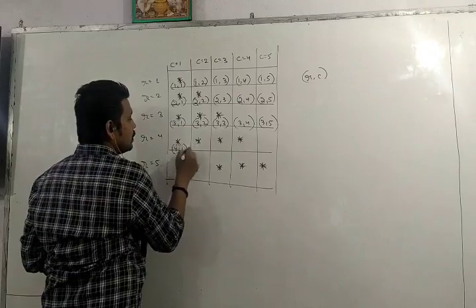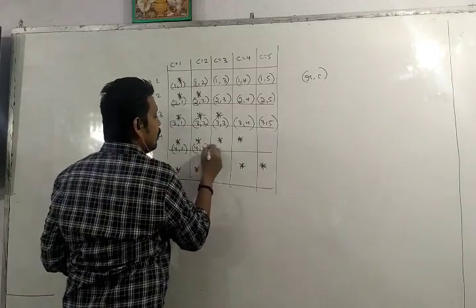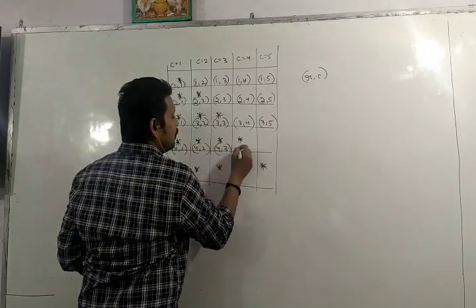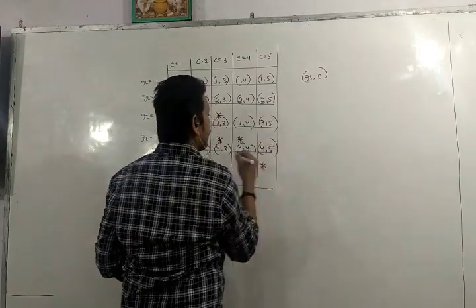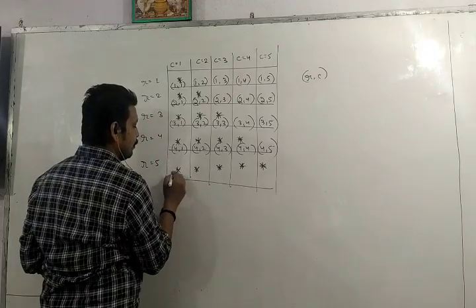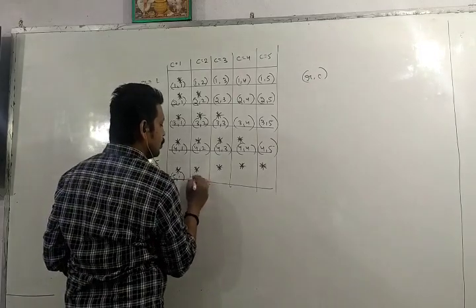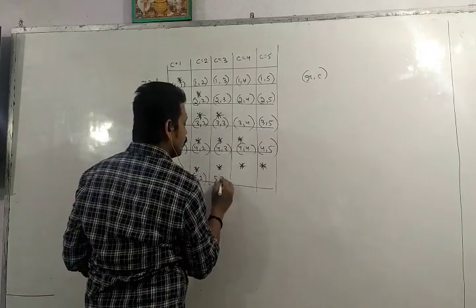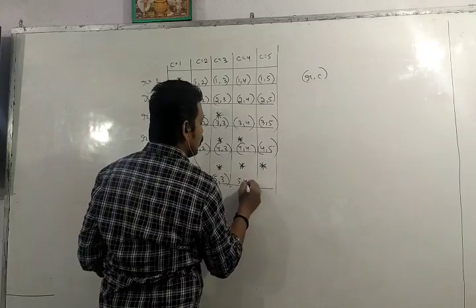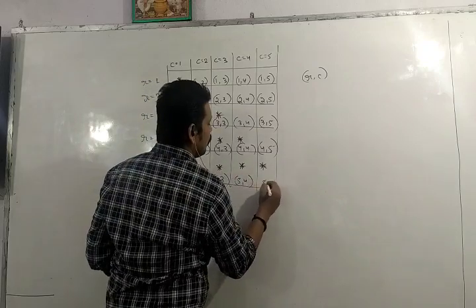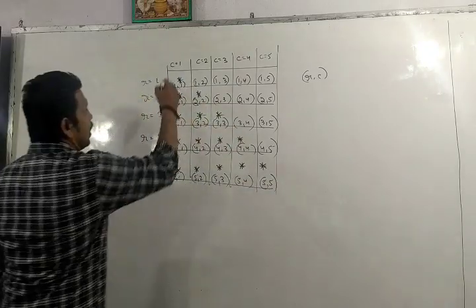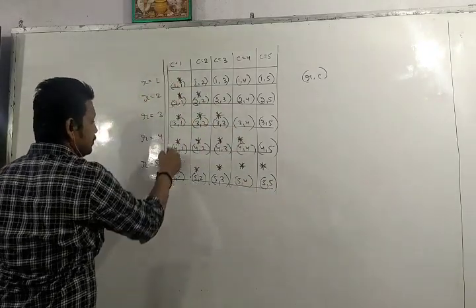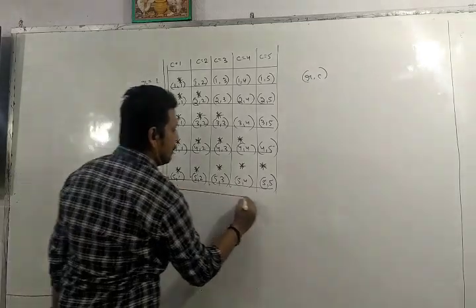Then fourth row, first column. Fourth row, second column. Fourth row, third column. Fourth row, fourth column. Fourth row, fifth column. Here, fifth row, first column. Fifth row, second column. Fifth row, third column. Fifth row, fourth column. Fifth row, fifth column. Now let me draw the boundary.